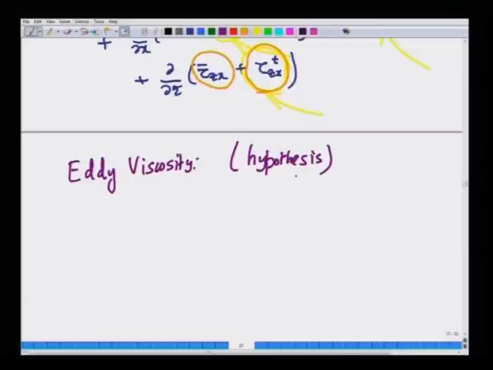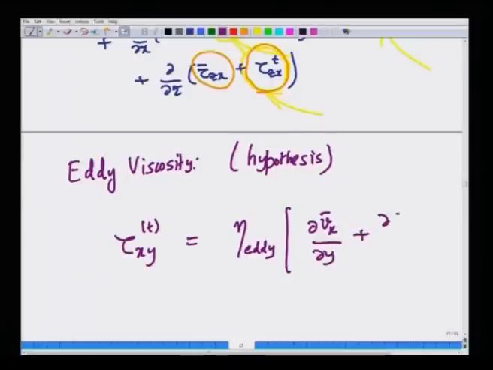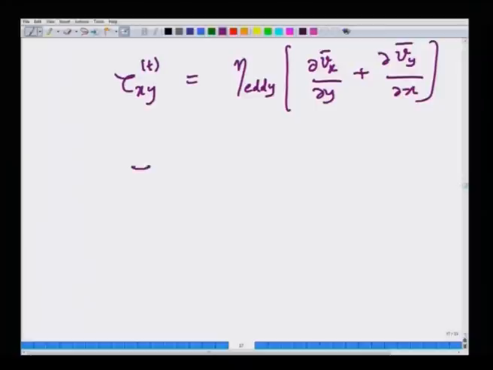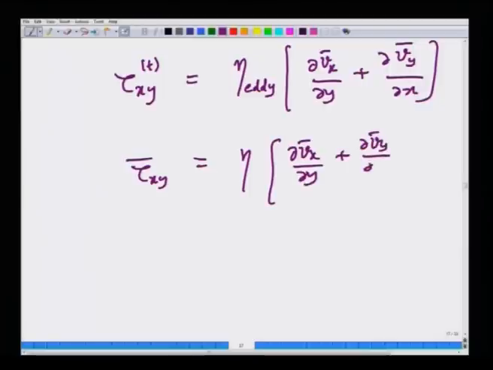The eddy viscosity hypothesis says that tau xy turbulent is nothing but an eddy viscosity times, we are trying to relate the turbulent stresses to the mean velocity gradients, just as you related the viscous stresses: tau xy bar is the normal viscosity times partial Vx bar by partial y plus partial Vy bar by partial x. So, we are saying that now we are going to do a similar model for the turbulent stresses, but if eddy viscosity is a constant, then adding these two will give you a new viscosity, which means it almost is like a different fluid with a slightly different viscosity.